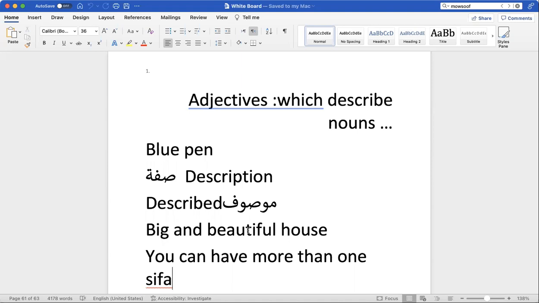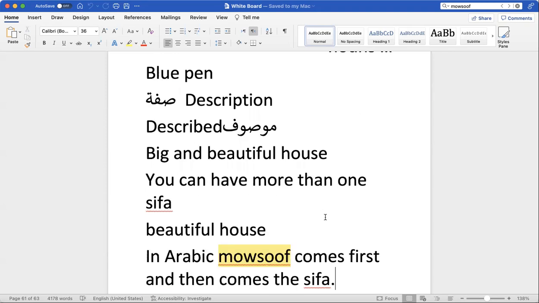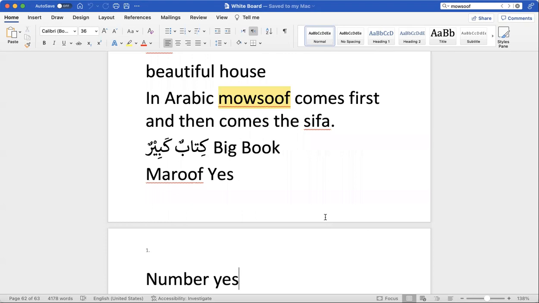The description is called Sifa, and the one which is being described is called Mawsoof. In English we write Sifa first, then Mawsoof, but in Arabic Mawsoof comes first and Sifa comes second in writing. But when you translate, you will obviously start from the Sifa and end with the Mawsoof, right?